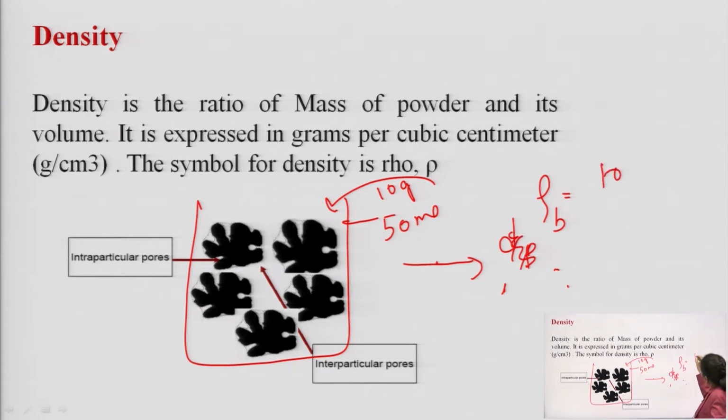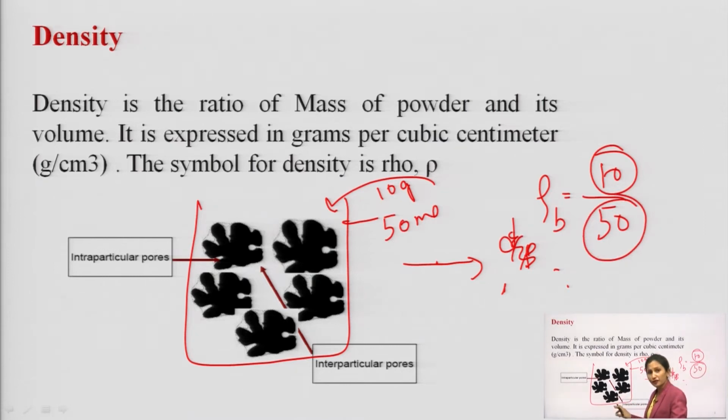Is 10 divided by 50. So, weight is 10 gram, volume is 50 ml, but this 50 ml volume includes the volume of interparticle space, volume of intraparticle space, as well as the volume of this actual black colored solid particle. So, bulk volume contains the volume of interparticle space, volume of intraparticle space, as well as volume of actual particle.